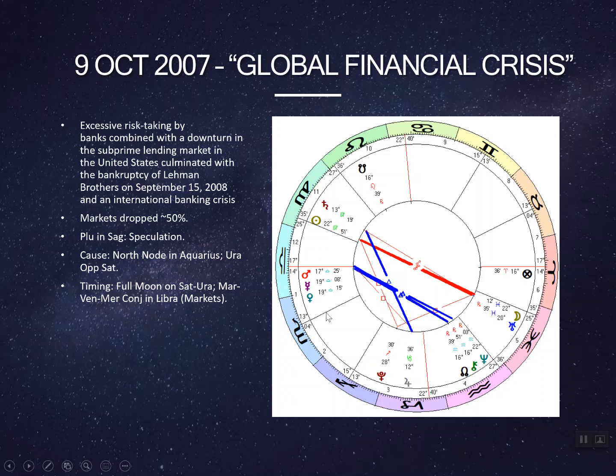So what can we see? What was happening astrologically? We can see Pluto was in the last phases of Sagittarius, about to move into Capricorn. We said Sagittarius was all about speculation, and what led to this stock market crash was essentially speculation, excessive risk taking.